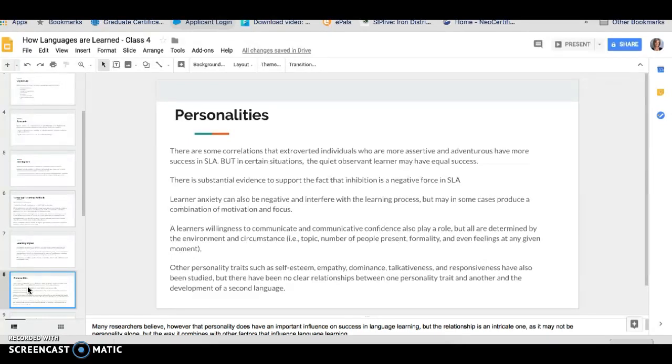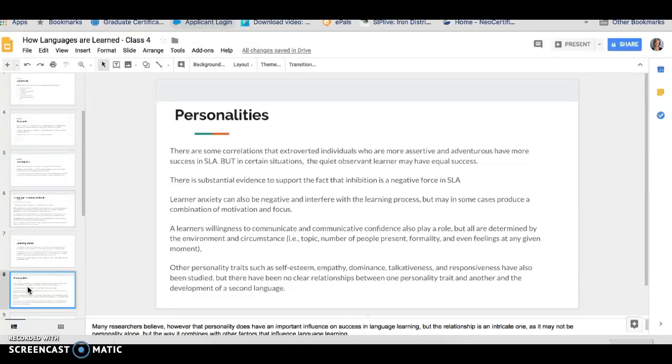There is also substantial evidence to support the fact that inhibition is negative. So if you're inhibited by things, it's hard to learn a second language. Learner anxiety can also be negative and interfere with the learner's ability to process. But in some cases, when you're anxious about something that's coming up, it can make you motivated to go forward or to focus a little more. So positives and negatives both on that.